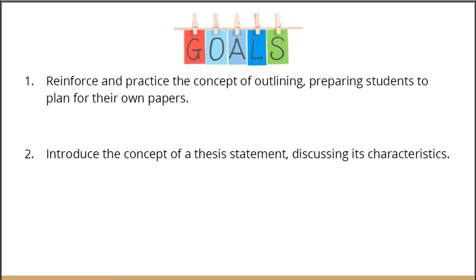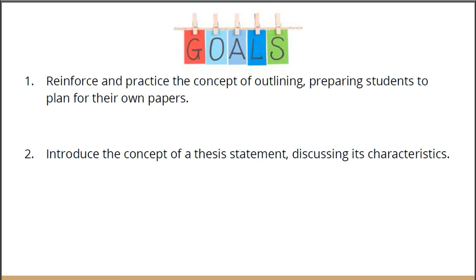Goals for this lesson. 1. In this lesson, we will reinforce and practice the concept of outlining, preparing students to plan for their papers in English. 2. We will introduce the concept of a thesis statement, discussing its characteristics.